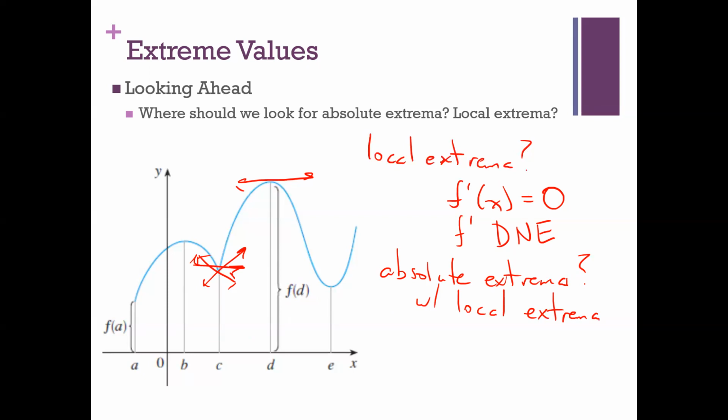But if we were trying to find the absolute extrema and we just looked at wherever the local extrema were, we would have missed some stuff, right? So what else do we need to look at? Then we can look at the endpoints as well.